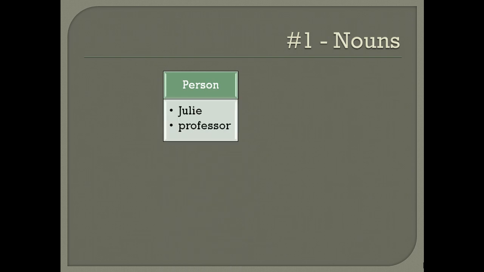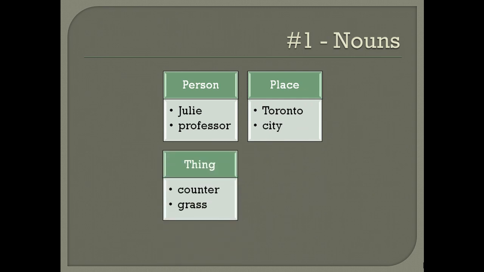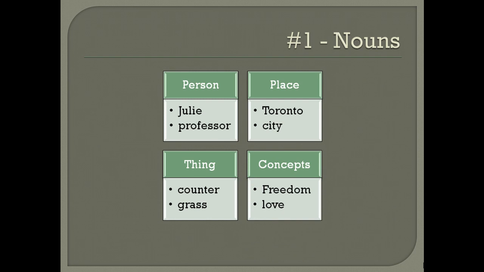Most people recognize that a noun names a person, place, or thing. For example, a noun can be a person, such as Julie or Professor. A noun can also be a place, like Toronto or city. And a noun can be a thing, such as a counter or grass. But a noun can also be something that you can't see, such as a concept or quality. Examples of these kinds of nouns are freedom and love. Essentially, anything that can be named is a noun.